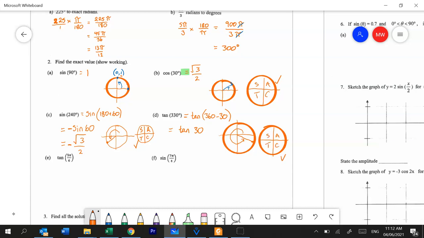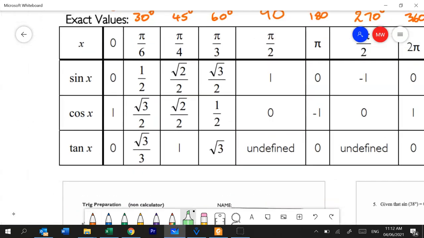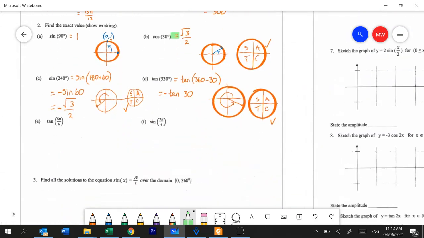Tick the quadrant that it lands in. It's the cos quadrant, so it's also going to be a negative answer. But now we'll go up and have a look for tan 30, which gives us √3 on 3. And the answer is negative.